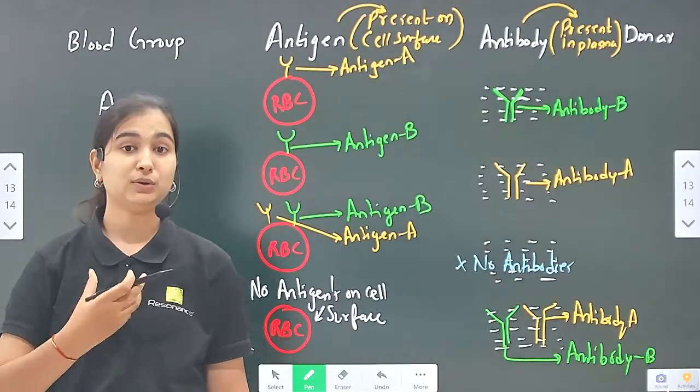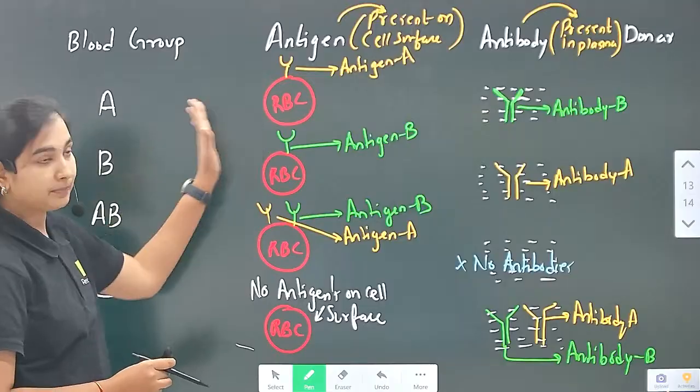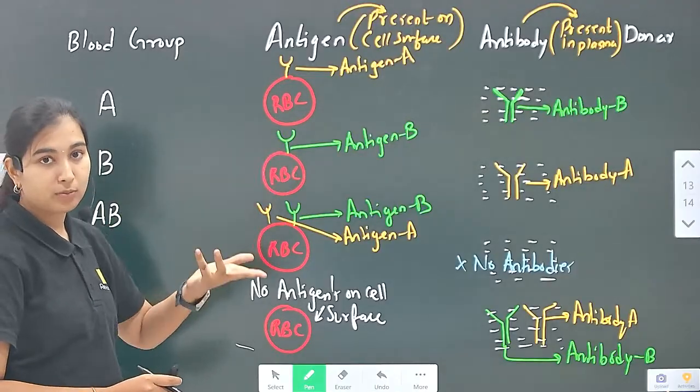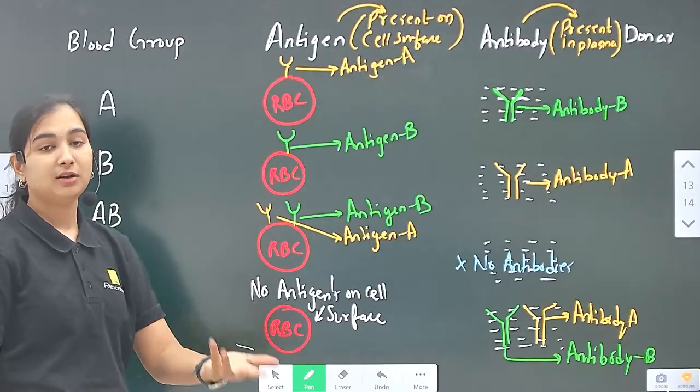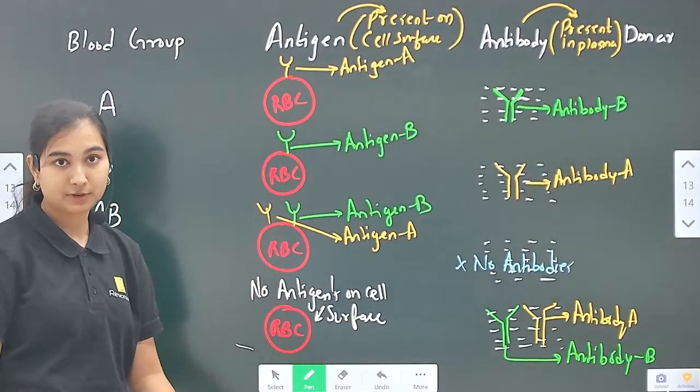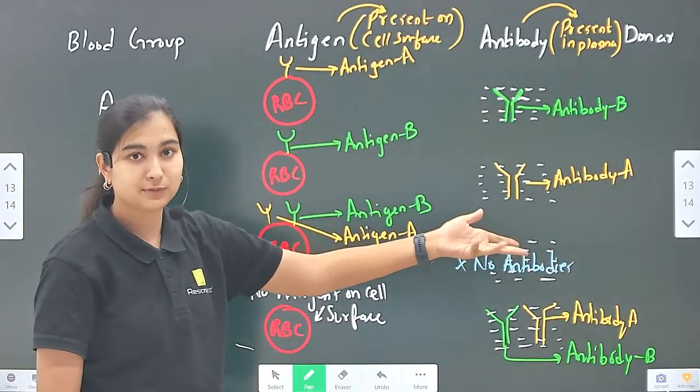So A can donate to which blood group? For example, if A is donating to A, would there be any problem? No problem, right? The A blood group person can donate blood to a person with the same blood group, because the same antigen and antibodies are there, so there would be no harm.